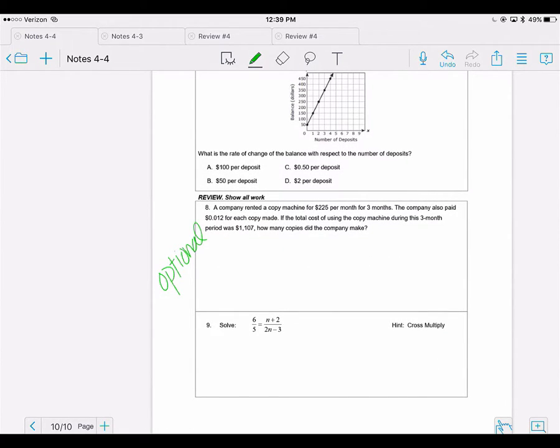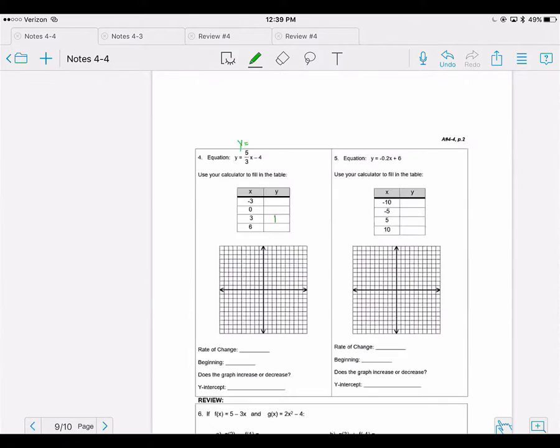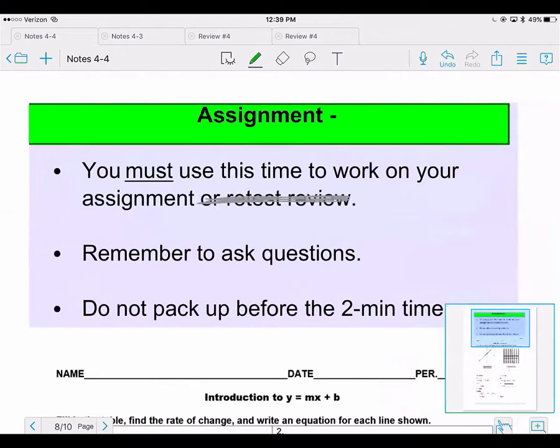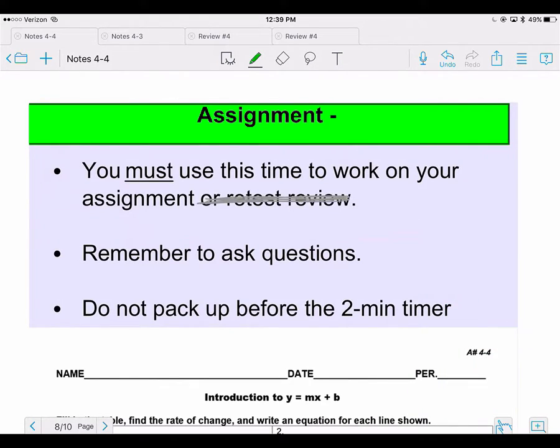I am expecting you to work during this time. I am expecting you to use this time to work on this assignment. Remember to ask questions. Talk with the people around you at your table to try to figure out what are we doing right, what are we doing wrong, are we getting the same answers?